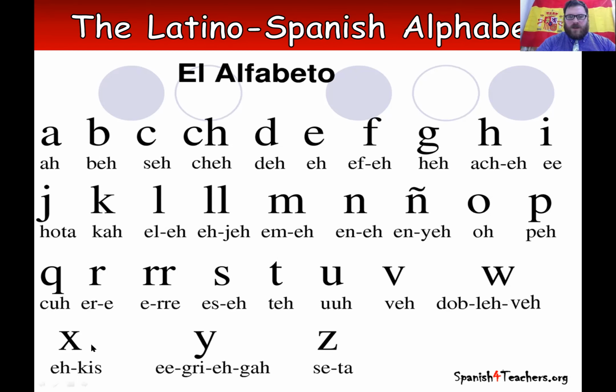Here, you don't see that a lot either, like with taxi. This Y usually has an E sound if it's just by itself. Zeta, z, like in English. But the Spanish speakers will say th, th, th. That's just the Spain accent. Most people in Spain speak it like that.